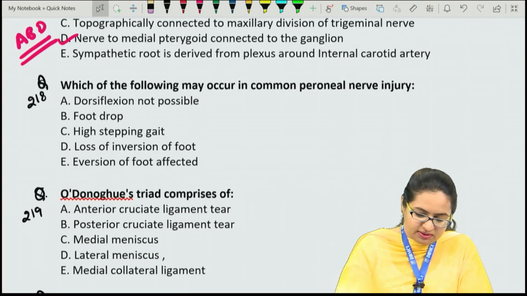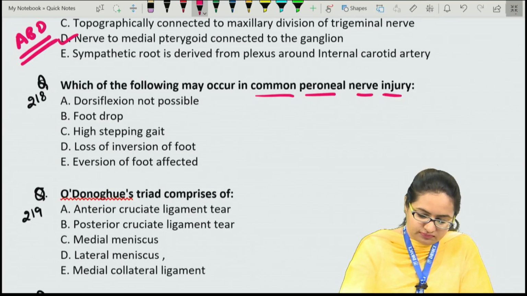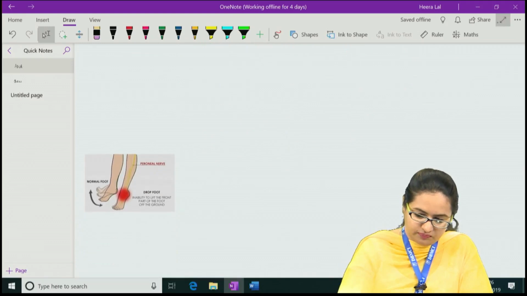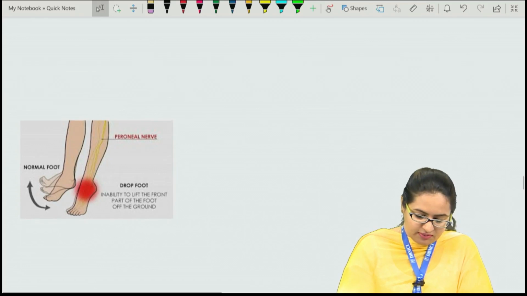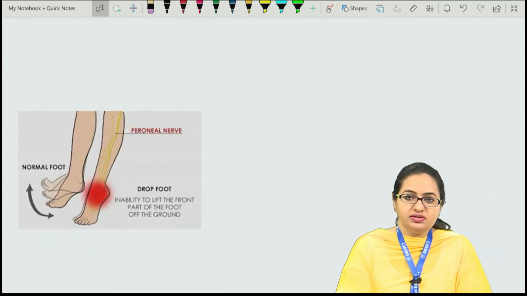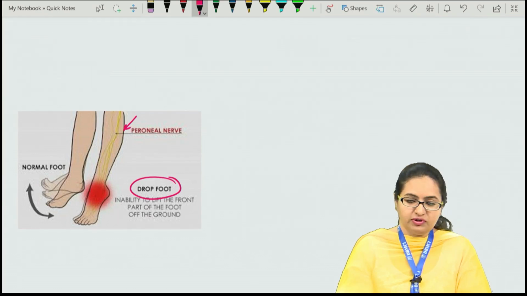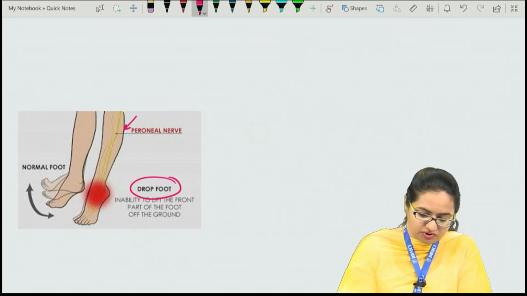Question number 218 is regarding the common peroneal nerve injury. Now this is the picture which is showing what happens in common peroneal nerve injury. If the nerve is affected over here, it will lead to foot drop, and in foot drop there will be inability to lift the front part of the foot off the ground. That means there will be loss of dorsiflexion as well as loss of inversion.